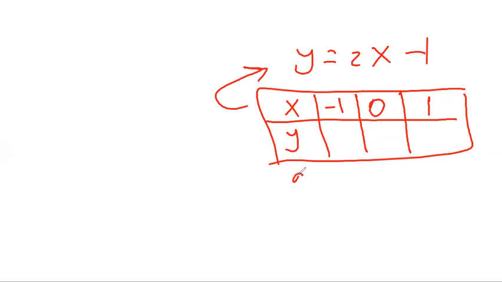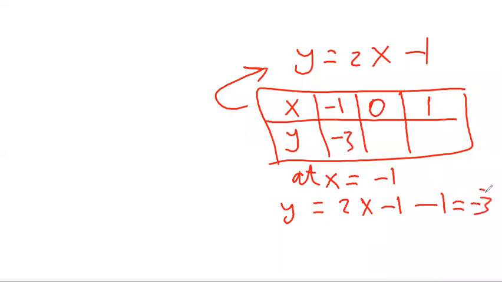At x equals -1, y equals 2 multiply -1 minus 1. 2 multiply -1 equals -2, minus 1, it will be -3. So this is the value of y when x equals -1. Then I'll find the value of y when x equals 0. So it will be -1. Then I'll find the value of y when x equals 1. Substitute with x equal 1, 2 multiply 1 equals 2, minus 1 equals 1.